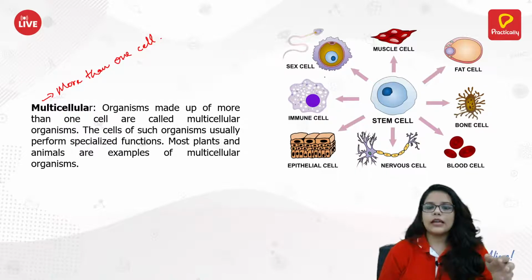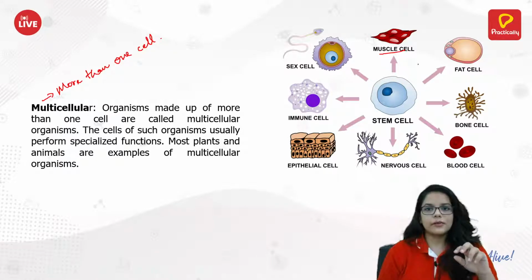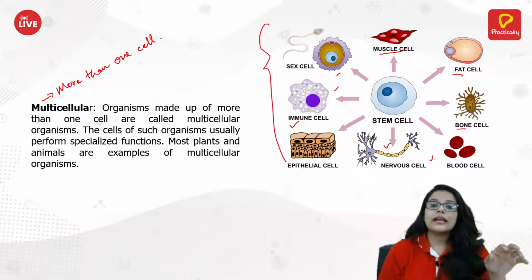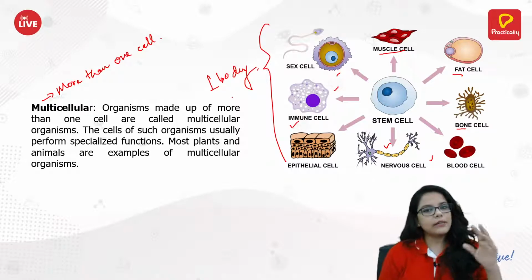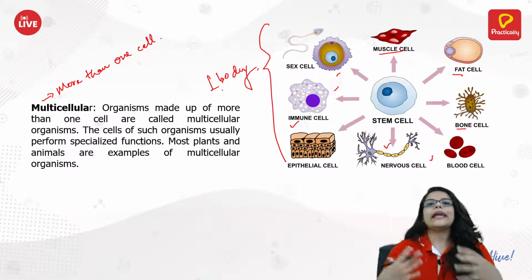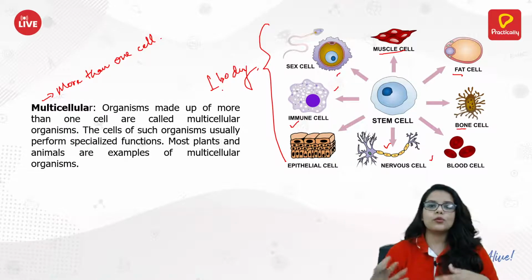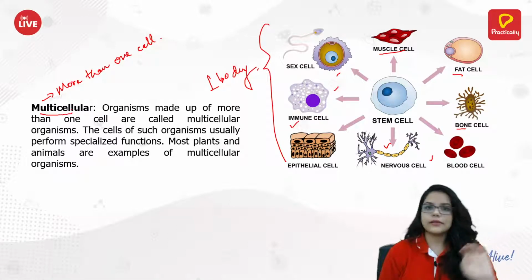So when you talk about, we have a stem cell that is an origin. From there we have muscle cells, fat cells, bone cells, blood cells, nervous cells, epithelial cells, immune cells, sex cells, so many different kinds of cells in one body. It can be similar kinds of cells in a body also. It can be different kinds of cells in one body also. So any organism which has more than one cell is known as a multicellular organism.